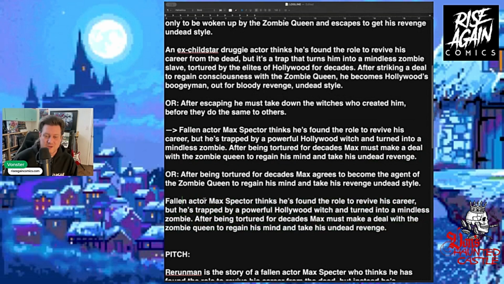So fallen actor Max Spector thinks he's found the role to revive his career, but he's trapped by a powerful Hollywood witch and turned into a mindless zombie. After being tortured for decades, Max must make a deal with the zombie queen to regain his mind and take his undead revenge. How about just Max makes a deal with the zombie queen to regain his mind and comes to take his revenge?